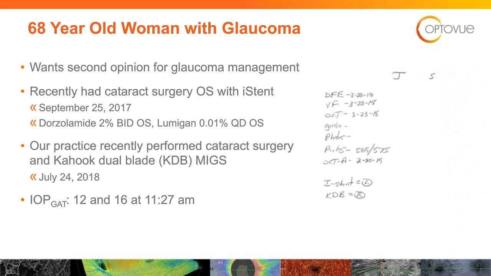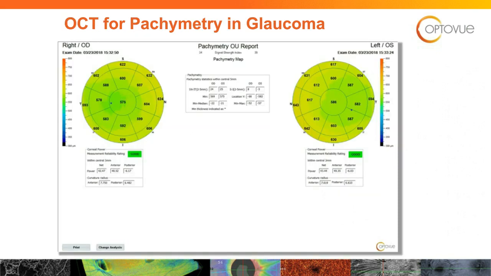After I worked her up and checked her pressures and did the dilation and the visual field and OCT and consulted with our surgeon that comes into our practice, we decided that the left eye, we'd go with a little bit more robust MIGS surgery, so we did a Kahook Dual Blade along with her cataract surgery, and she's sitting currently in the right eye at 12 without any medication and 16 with the dorzolamide and Lumigan. But let me show you, we were able to get her pachymetry readings by using the OCT in the practice.